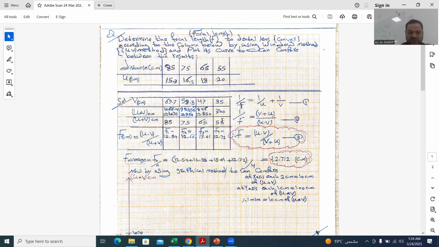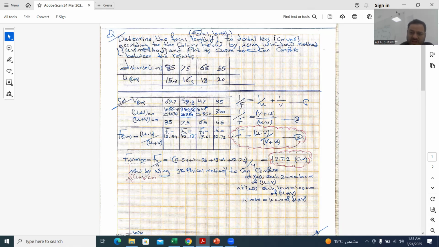Because to achieve all of these 5 results, when I have 5 results of U and 5 results of V, that means I have 5 results of focal length distance. But the condition is that all of these results must be near each other to say our work is right. Here I will use this function, inverse f equals inverse u plus inverse v. Actually, it's easier than the common way, f equals u multiplied by v over u plus v.